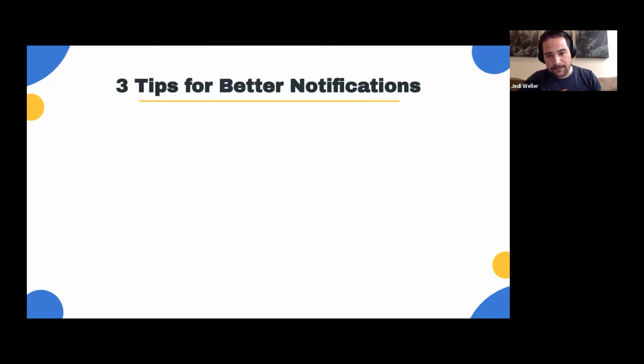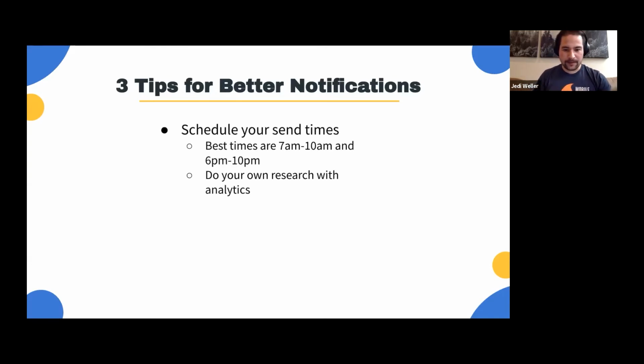And lastly, before moving on to the next section, I want to leave you with 3 general tips to better implement notifications. The first is that you should really schedule your send times. The research shows that between 7 and 10 a.m. in the morning and between 6 and 10 p.m. in the evening are the best times to send notifications. However, I encourage you to do your own research with analytics and also A/B testing if you have that available to you.